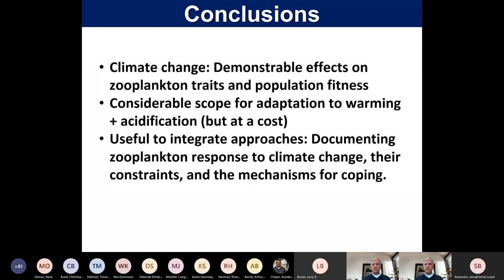My PhD student, Jimmy DeMaio, is doing a beautiful thesis measuring those costs. And the last point I want to make is that it's useful to integrate these approaches, historical approaches and the space for time substitution and the experimental evolution, to look at the responses of zooplankton to climate change. There are constraints such as the trade-off between adaptation and plasticity and the mechanisms for coping as illustrated by the experimental evolution study. So thank you very much, and I'm happy to entertain questions now.